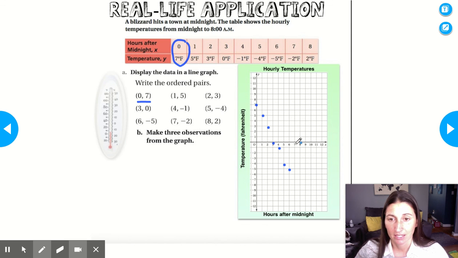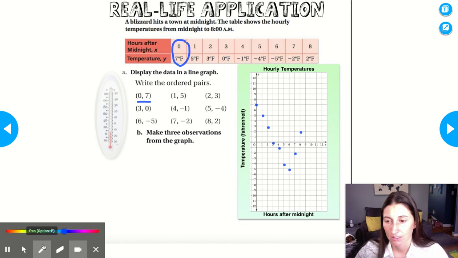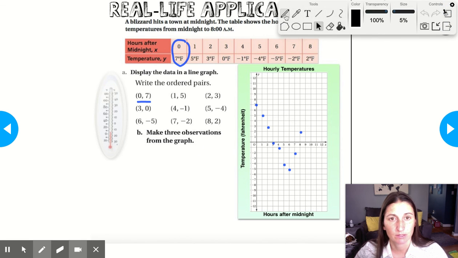At 7, it goes down to -2. So it actually goes back up. So it got warmer. And then at 8, it goes to 2 degrees. So that's positive here. So I really wish I could do a smaller one. Let me see if I can use this. So I'm going to use this to draw my line.